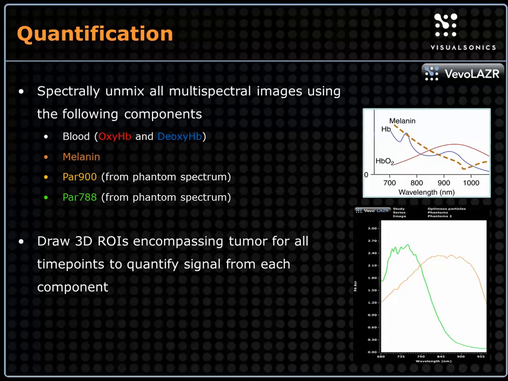And once we've acquired all this data, it's time to quantify it. So we're going to spectrally unmix all the different signals. Now there's many signals in there, namely the blood, the oxygenated and deoxygenated hemoglobin, the melanin, and then of course our two nanoparticles. We're going to draw 3D ROIs and quantify all of that.